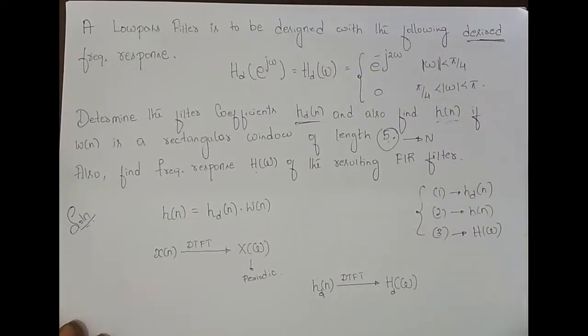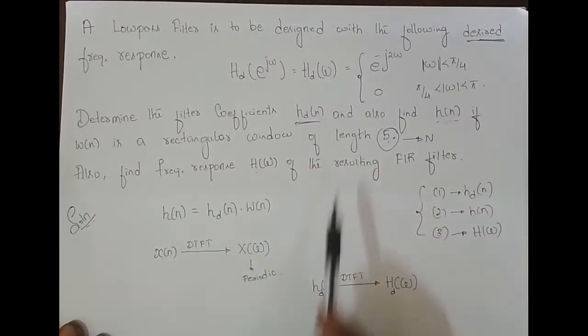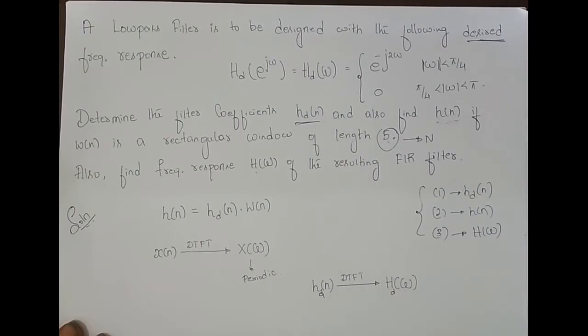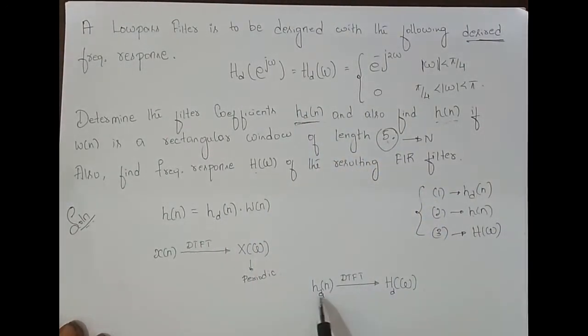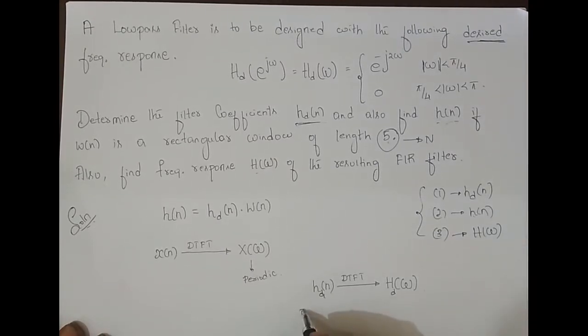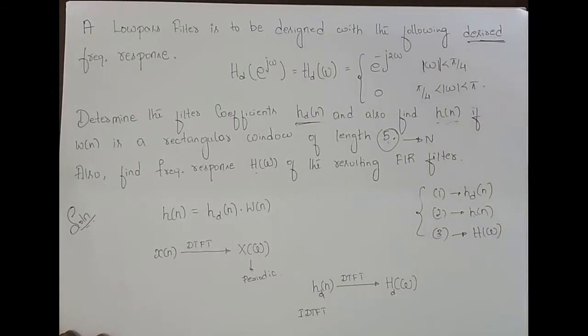Fine. So he has given the specification in the frequency domain, which is HD of omega. What is our aim? I need to find HD of n using the inverse discrete time Fourier transform equation, which we shall discuss while designing the filter. So given the specification in the frequency domain, I need to find its desired impulse response by taking the inverse discrete time Fourier transform.